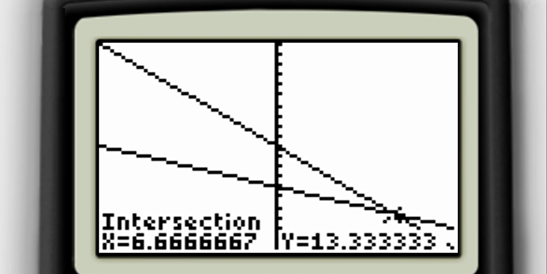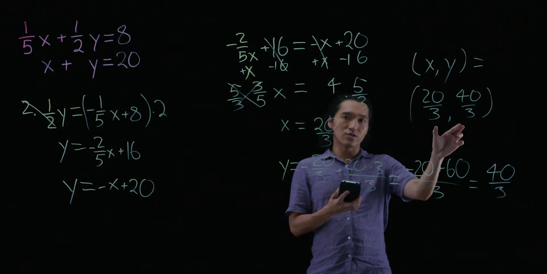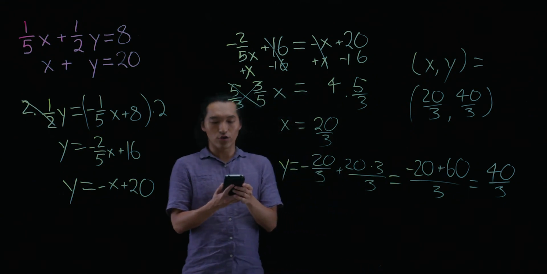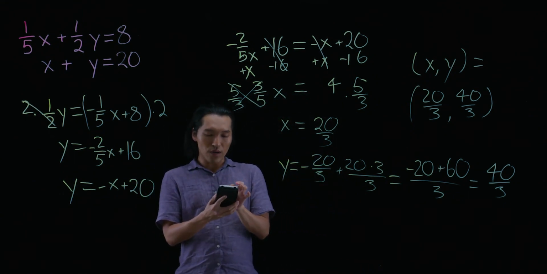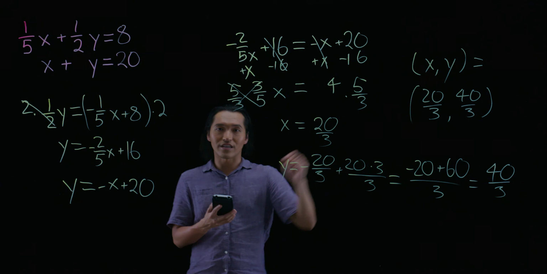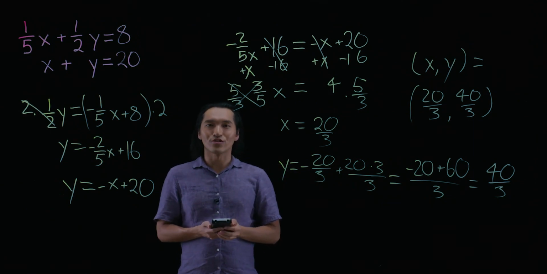And we'll see that the intersection is 6 2/3, or 6.6 repeating, and 13.3 repeating. That's simply the decimal version of this over here. This being the fraction version, and the version that your graphing utility gives you is probably going to be in decimals, but it's really the same thing. And that is how you solve this problem.